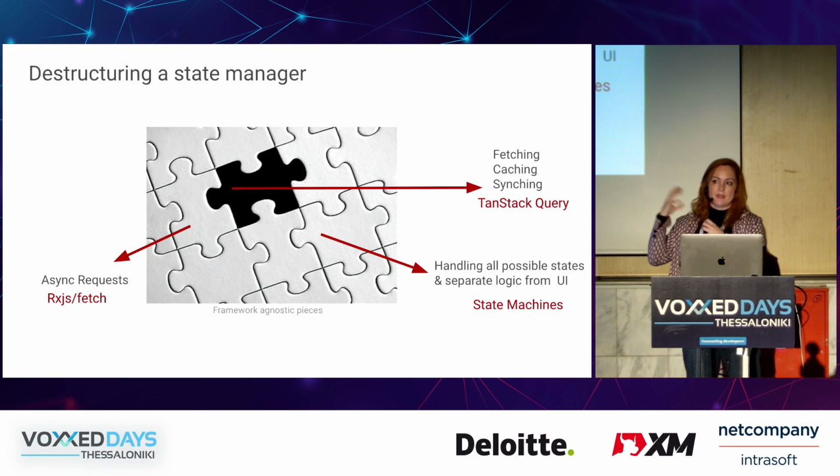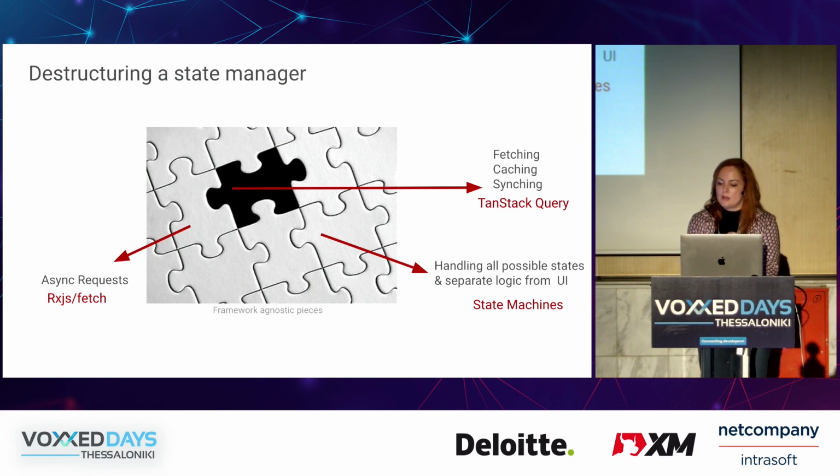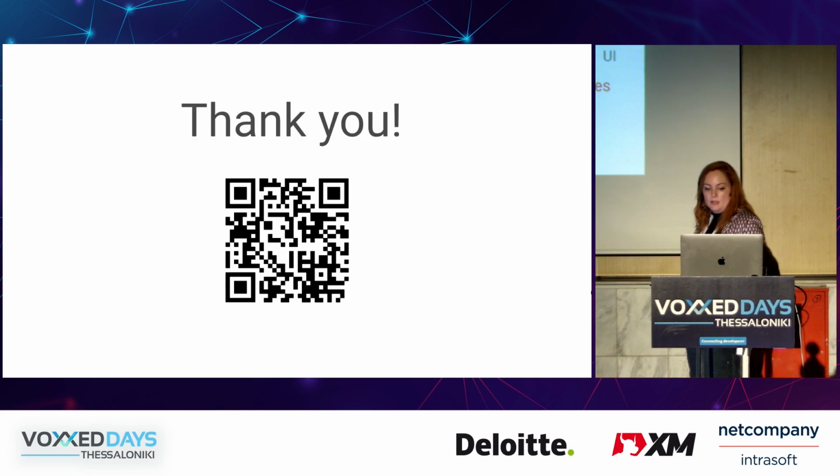So I believe in the future, the state manager will contain sub-managers, and each one will be very good at doing something specifically. Like the caching, it's going to be like a black box in the future for all of them. Async requests, we can do with RxJS or fetching, like native stuff, and we can be inspired by state machines as a notion to start applying to our applications. Yeah. Thank you.